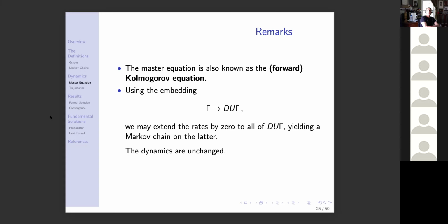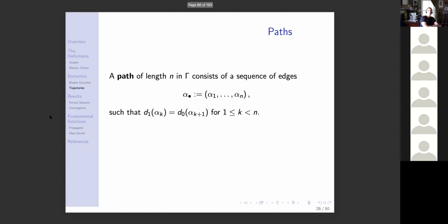Okay, so the other thing I want to talk about in all of this are trajectories. But before I do that, let me just point out that because of what I just said, we could always assume our directed graph is actually arising as a double of something. Okay, so what's a path in a graph? A path of length n consists of a sequence of contiguous edges, that is, edges having the property that the target of one edge is the source of the next edge.